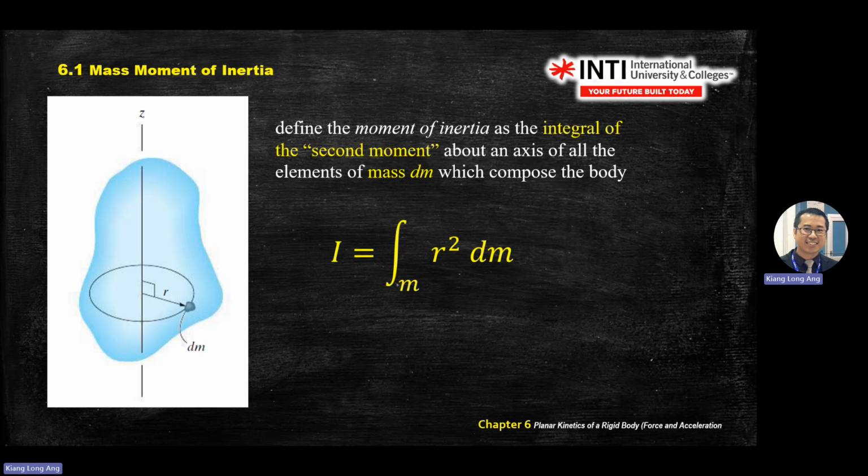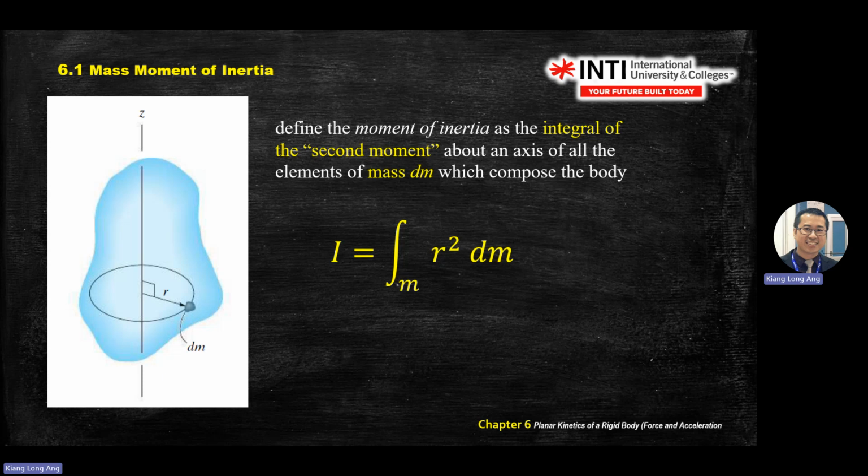If you learned your statics, you learned about Ixx, Iyy, Izz. Or in your mechanics of materials chapter, you also find the centroid and inertia for the object. For finite element analysis, you also need to know how to find Ixx, Iyy, Izz. For chapter 6, inertia is the main focus. So I equals the integration of r squared dm.